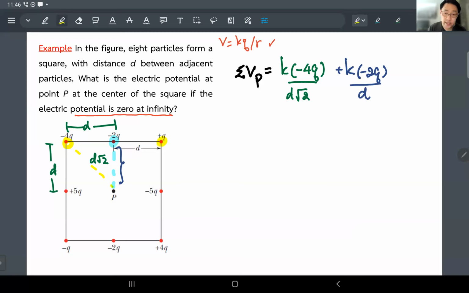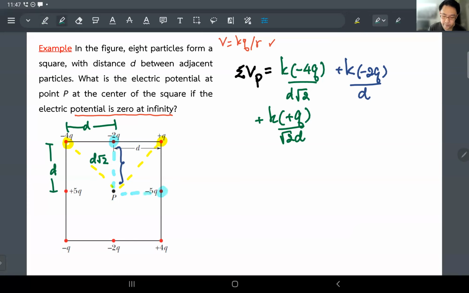Now let me put the yellow again, plus q, and then the distance is just there. But then, wait a second. It's the same distance as the first, minus 4q on the upper left corner. Yeah, that's exactly what it is. Plus k plus q over root 2d. Cool. Keep going, guys. Look at the next blue, minus 5q.